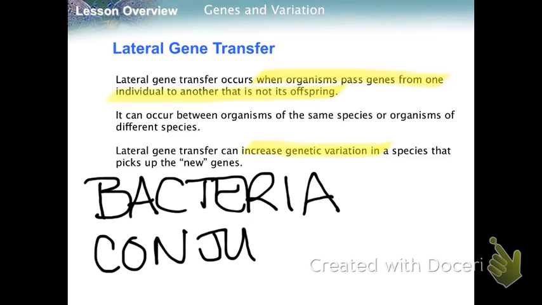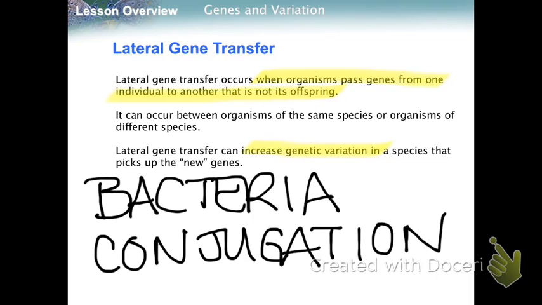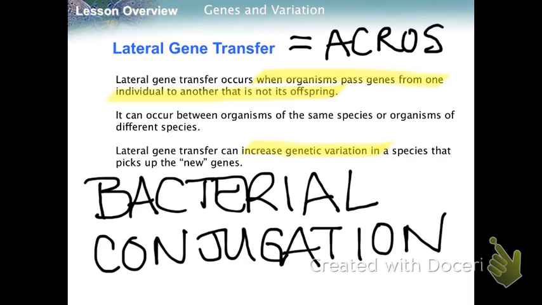Conjugation is when two bacterial cells get together and one bacterial cell transfers a plasmid to another bacterial cell through a little tube called a pilus, P-I-L-U-S. Bacterial conjugation is an example of lateral gene transfer. Lateral means across. Instead of up or down, lateral is across. Those of you who know football, a lateral pass is not forward. It's either parallel to the line of scrimmage or backwards.